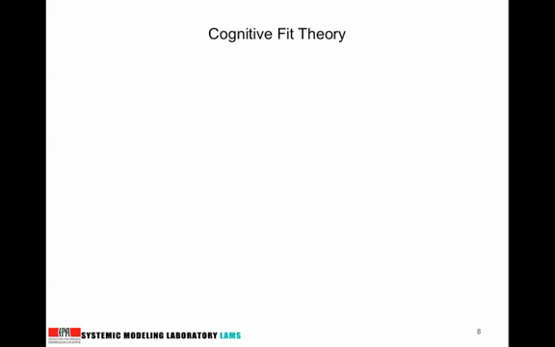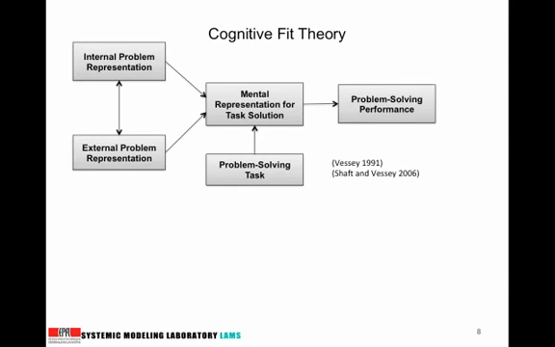Now, cognitive fit theory is a theory that can shed light on the cognitive processes that are employed by human beings while carrying out problem-solving tasks. It is about how human beings employ external problem representations and internal problem representations to form a mental representation for the task solution. External problem representations are the knowledge and the structures that exist in the environment. For example, diagrams, graphs, or the beads of an abacus are all external problem representations.